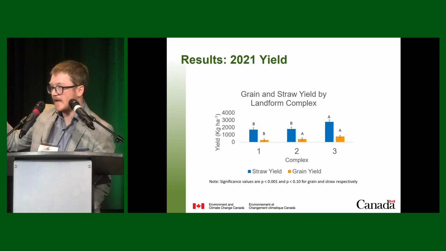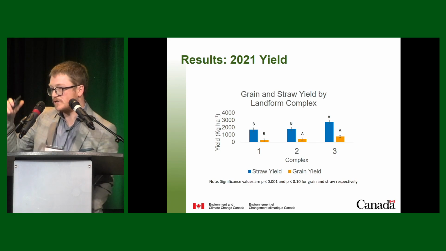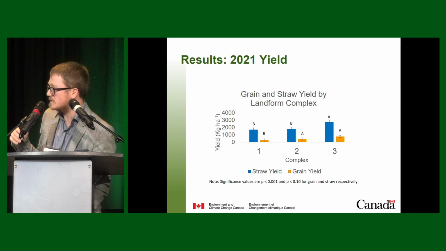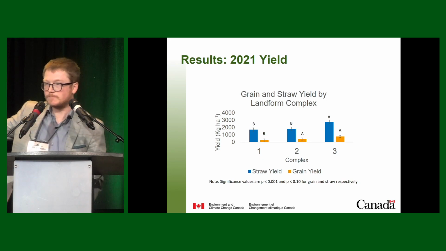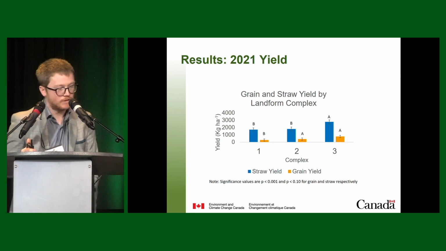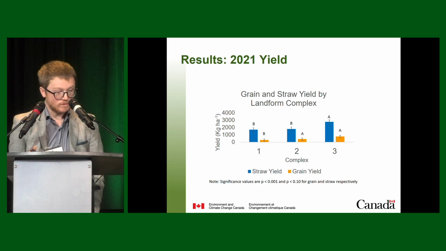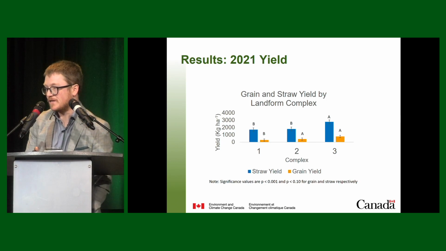I also wanted to capture this aspect of topography, so measuring yield across different landscape positions. 1 being those upslope areas, 2 is the midslope, 3 is the bottom of the basins, and measuring grain and straw yield. And we can see in both instances a statistically significant influence.